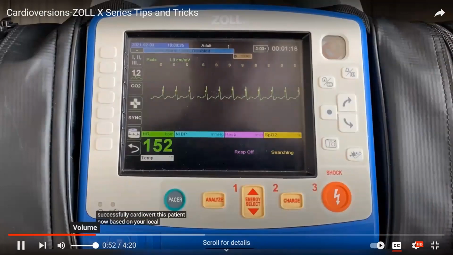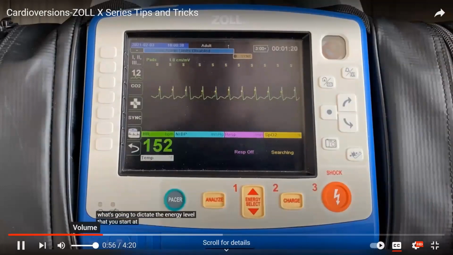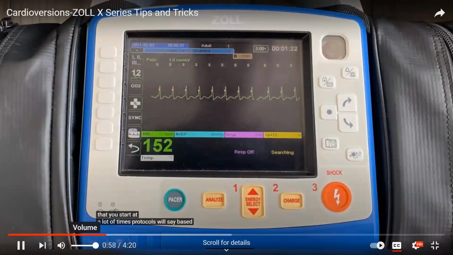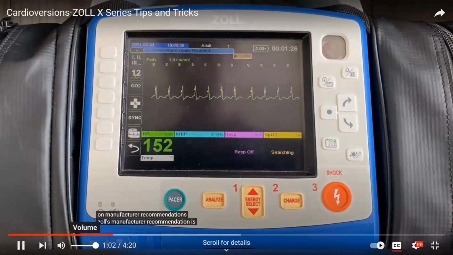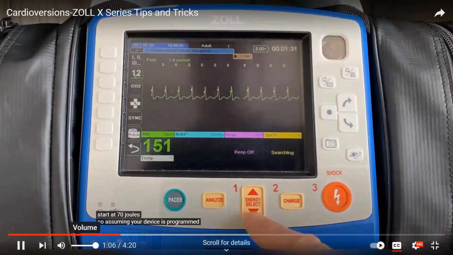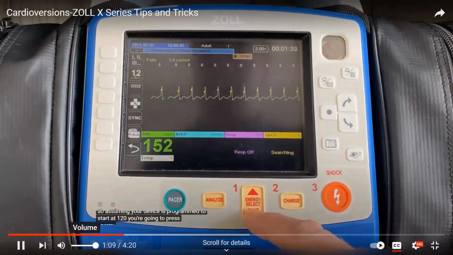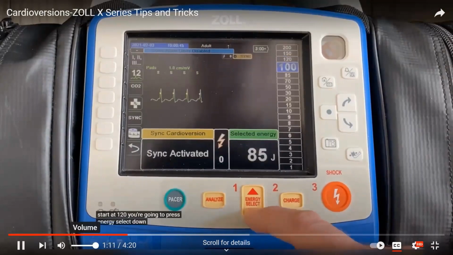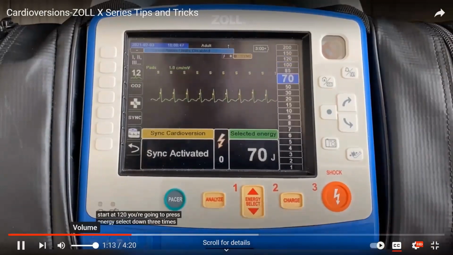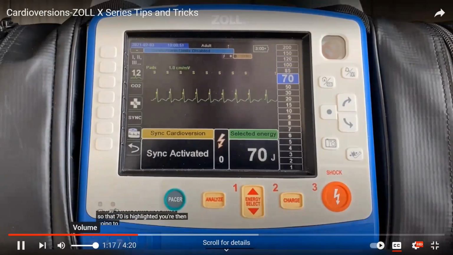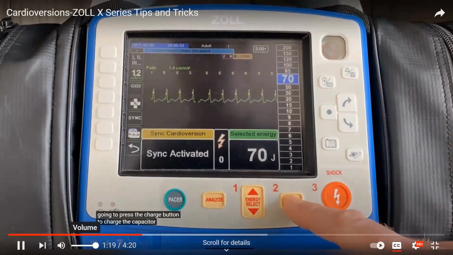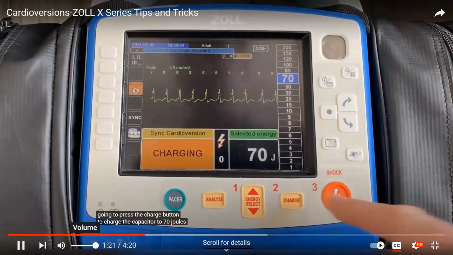Now, your local protocols are what's going to dictate the energy level that you start at. A lot of times protocols will say based on manufacturer recommendations. Zoll's manufacturer recommendation is to start at 70 joules. So assuming your device is programmed to start at 120, you're going to press energy select down 3 times so that 70 is highlighted. You're then going to press the charge button to charge the capacitor to 70 joules.